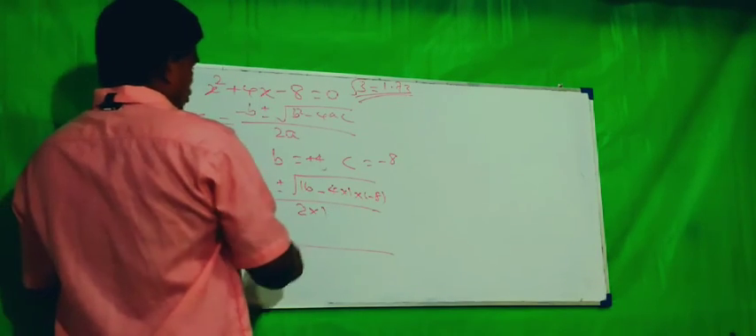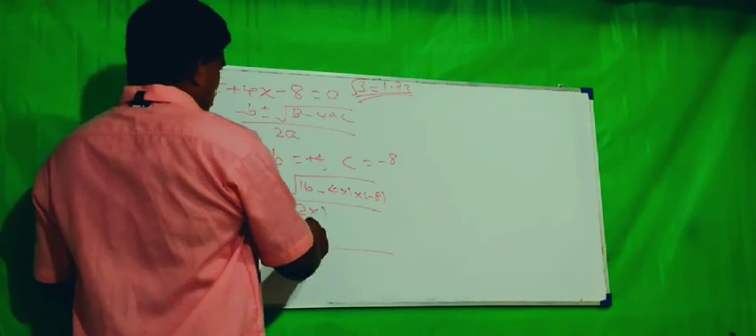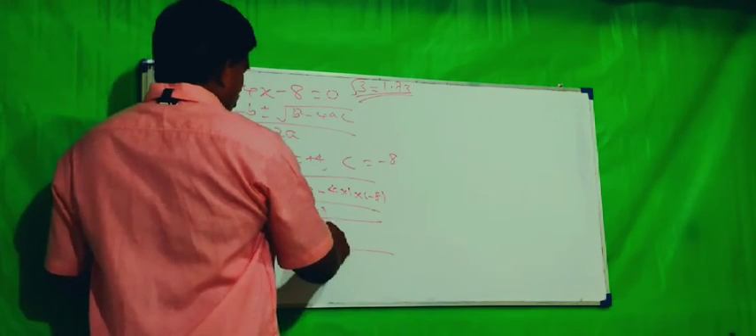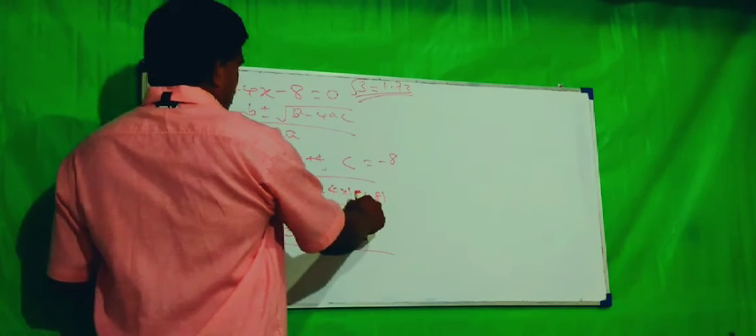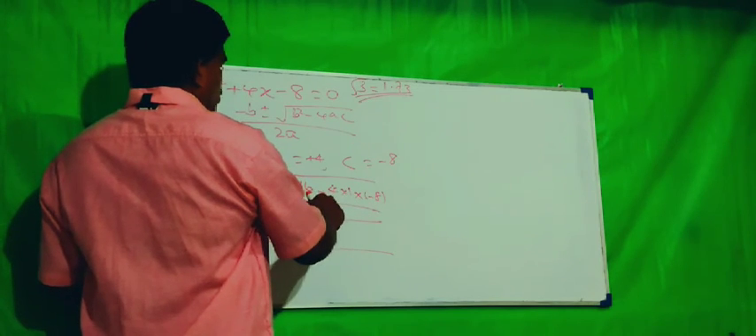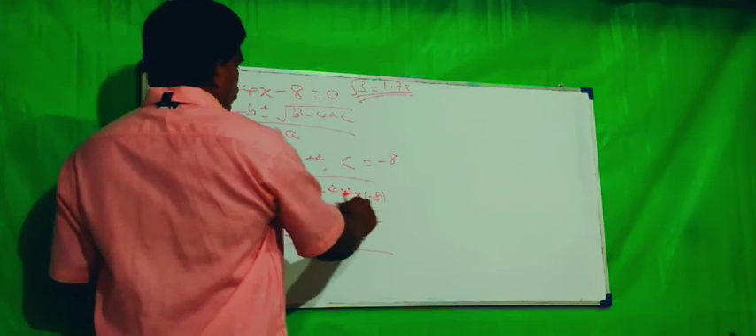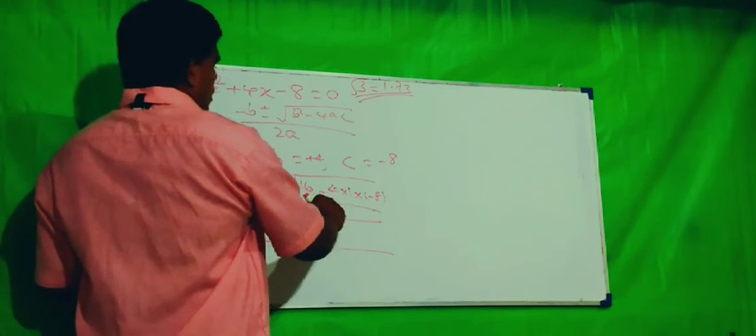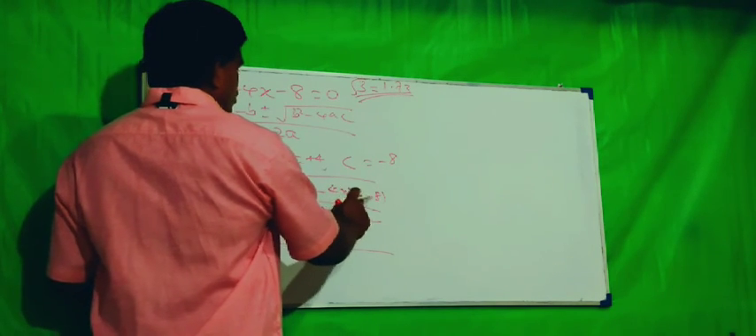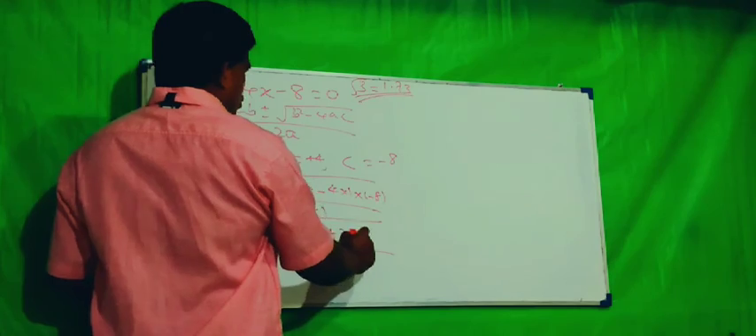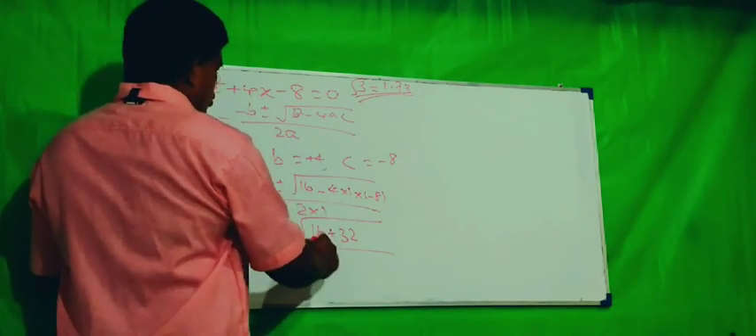Minus 4 plus or minus, in the square root, 16. Here all these three values are multiplied. Out of them, two values are negative, minus 4 and minus 8. When they are multiplied, minus minus becomes positive. Then 4 into 8 is 32. The denominator is 2 into 1, which is 2.